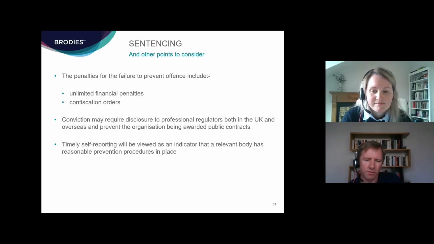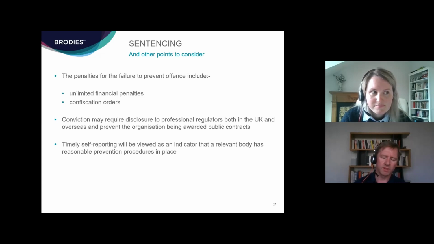Convictions, this is really an HMRC point, may require disclosure to regulators both in the UK and overseas, and I think the real jeopardy for a lot of organisations would be, is it going to prevent you from bidding for work in future? That's one point. The broader point, as we all know, is the reputational risk: once your name as an organisation is attached to something like this, whether it's tax evasion or other compliance failures, there's a real impact on reputation for a period of time.